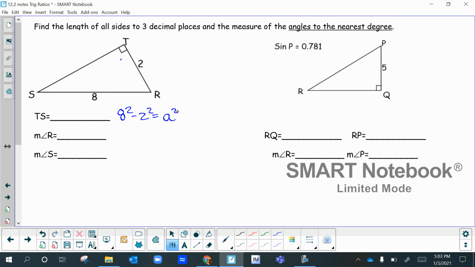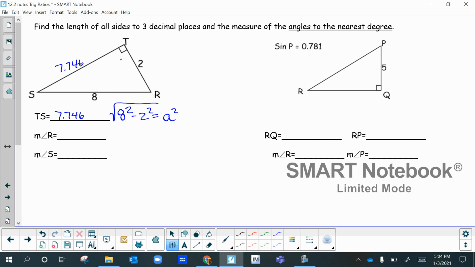Okay, and again, I'm just using my calculator, and then you're going to square root that whole thing. So square root. So I get about 7 point, how many, 3 decimal places? 746. 7.746. Okay, so that was just a review.